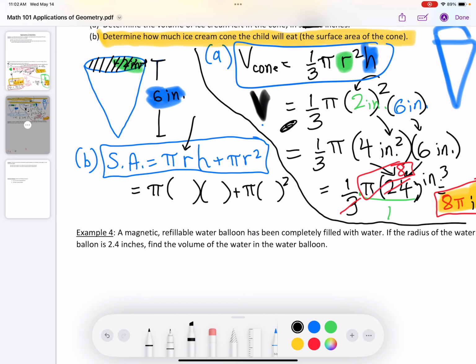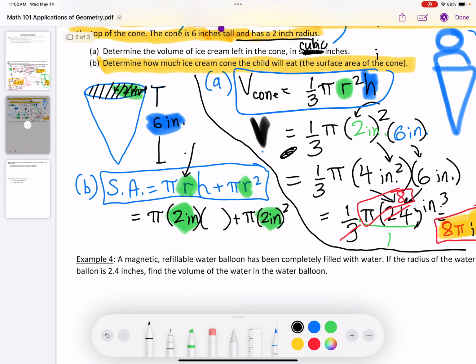All right. So the radius, that's right. The radius is supposed to go here. I'll replace it there. It's also supposed to go here in the formula. So the 2 is going to go there. I'll go ahead and replace that. 2 inches, 2 inches. Now since this is surface area, this will be in square inches. That's probably what was meant here. This will be in square inches, not cubic inches.